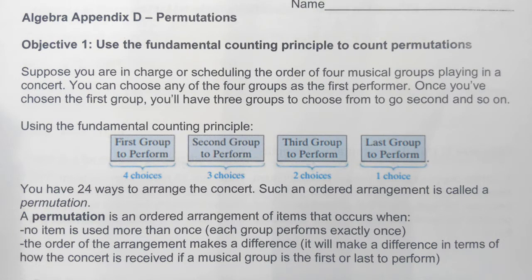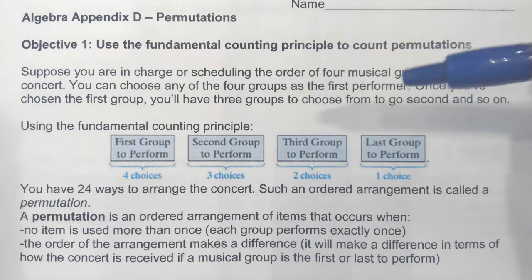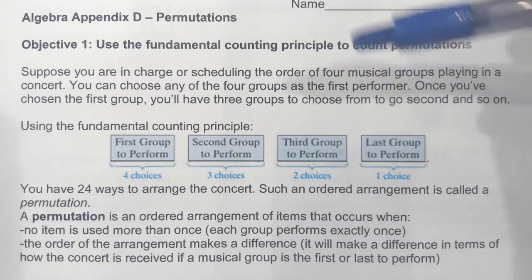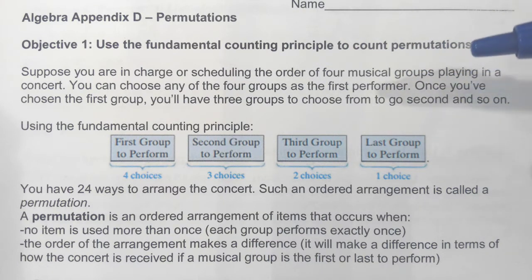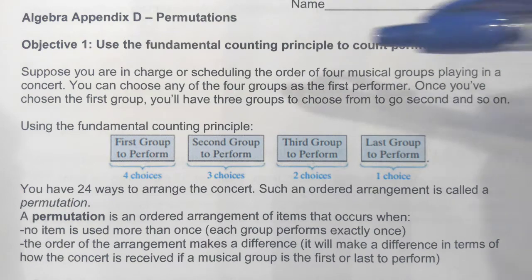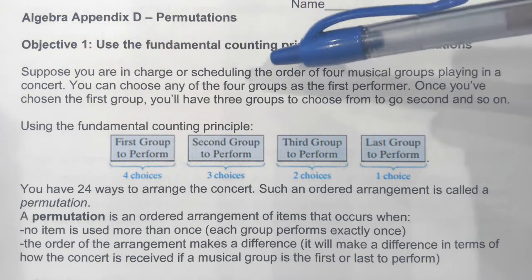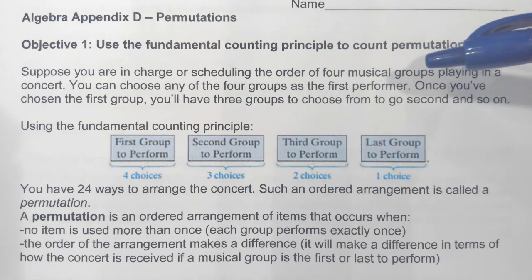Today we're learning about permutations, and I'll tell you what that is in just a second. But first, we're going to use the fundamental counting principle to count permutations. So here's an example of a permutation. Suppose you are in charge of scheduling the order of four musical groups playing in a concert. You can choose any of the four groups as the first performer. Once you've chosen that first group, you would have three groups to choose from to go second, and so on.